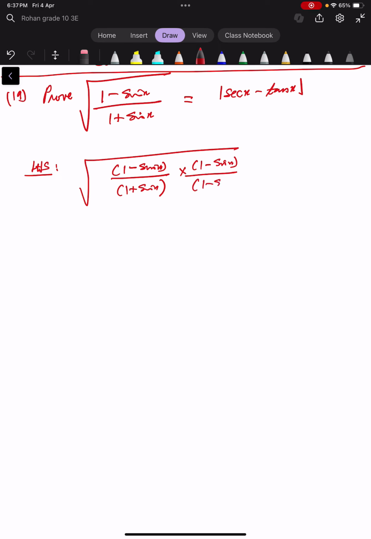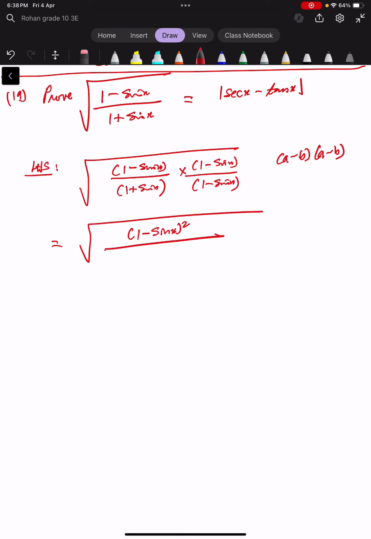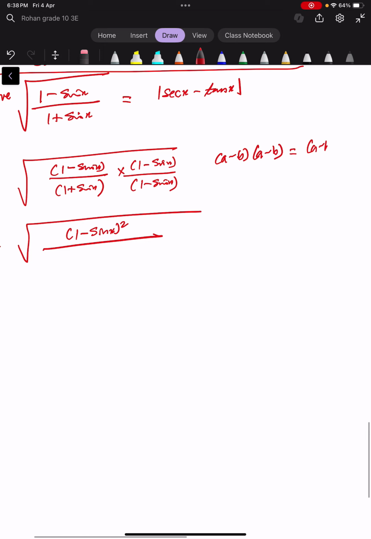I'll tell you. I just feel like, so what is my numerator? Because then it'd be a plus b, a minus b. So the numerator is 1 minus sine squared x. Sine x the whole squared. That's where the confusion is. And this is like a minus b into a minus b, so it is a minus b squared.